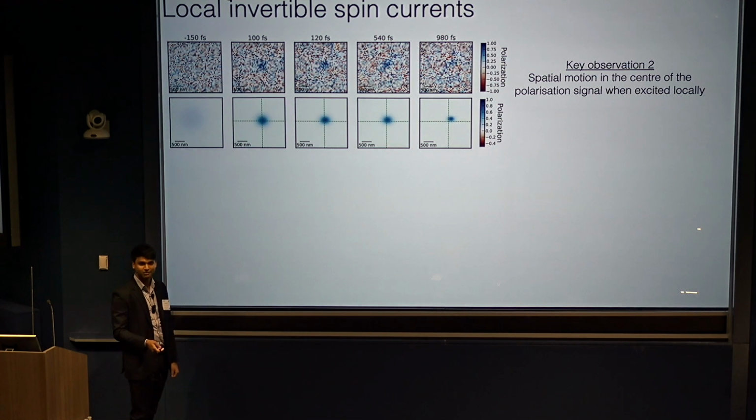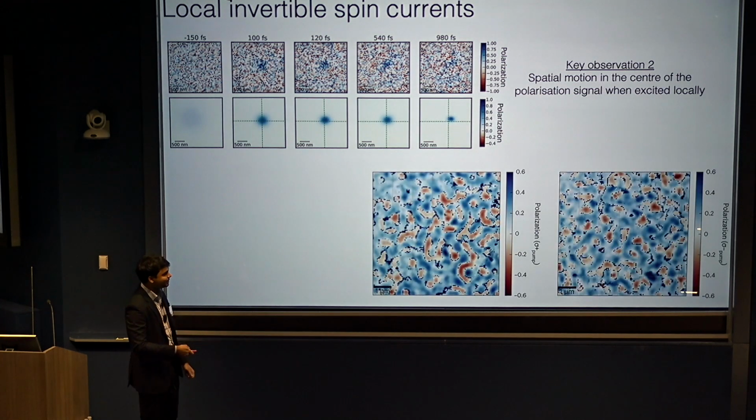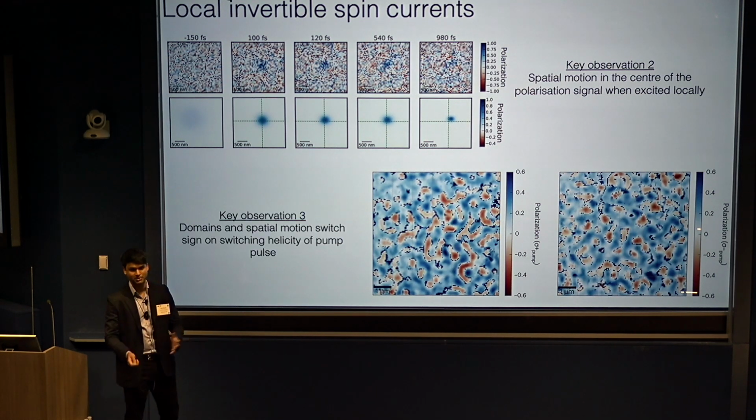So the smoking gun of that would be that I photoexcite the opposite spin and it moves the other way. And we saw that as well, where here I photoexcited left circularly polarized on the left and right on the right. And you see that all the regions that would arise instantly now take a finite amount of time. So that was our third key observation.